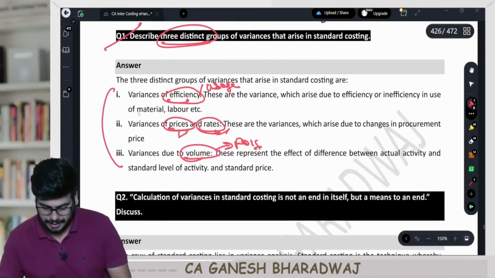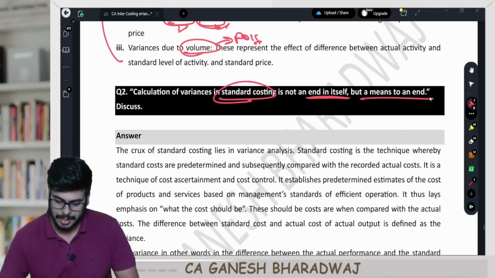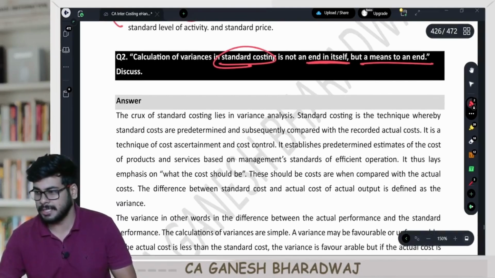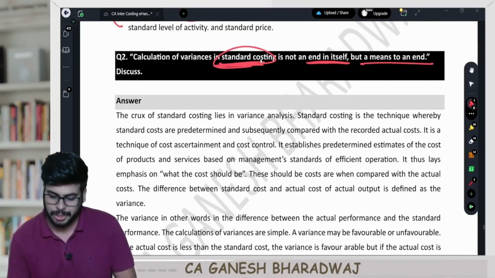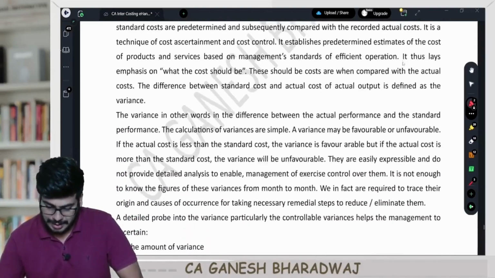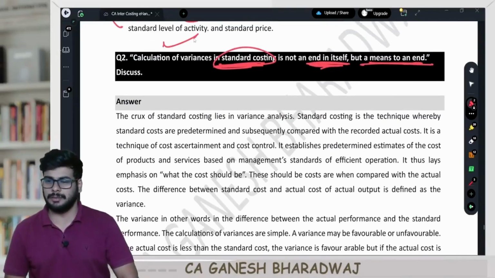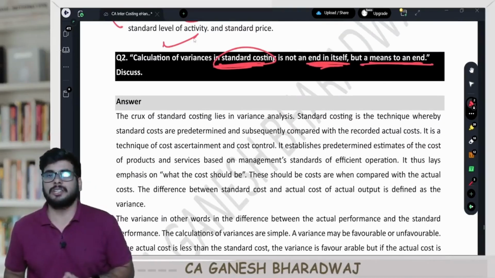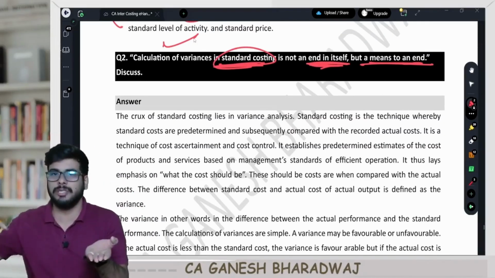That's about it. Next, calculation of variances in standard costing is not an end in itself, but a means to an end. What are they saying? They are saying that just because you do standard costing, things will not automatically fall in place. If you use standard costing, you know where you stand. That is, you know the variance. That of course needs to be corrected.